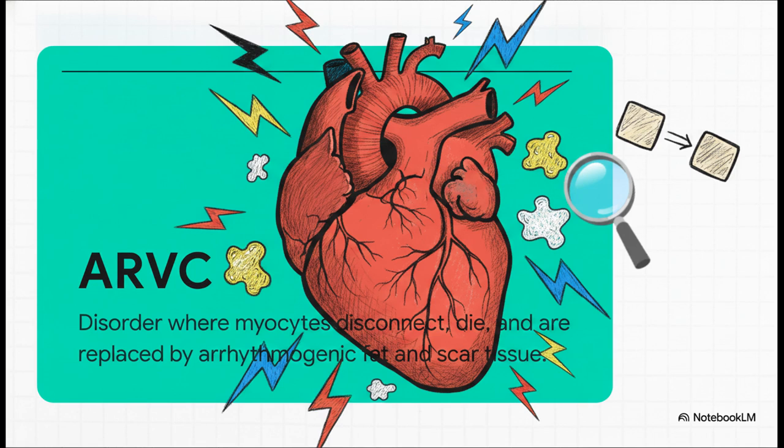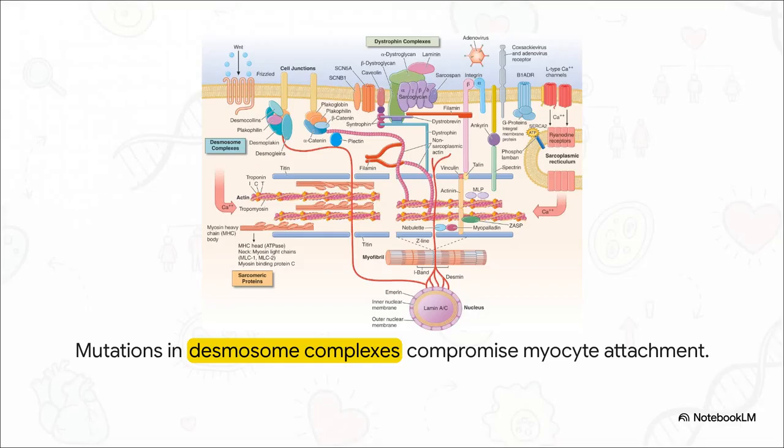It totally disrupts the heart's normal electrical pathways, creating a massive risk for sudden cardiac death, often in young, otherwise completely healthy individuals. Once again, the blueprint holds the answer. Look right here at the desmosome complexes. Remember how we called this the cellular glue?